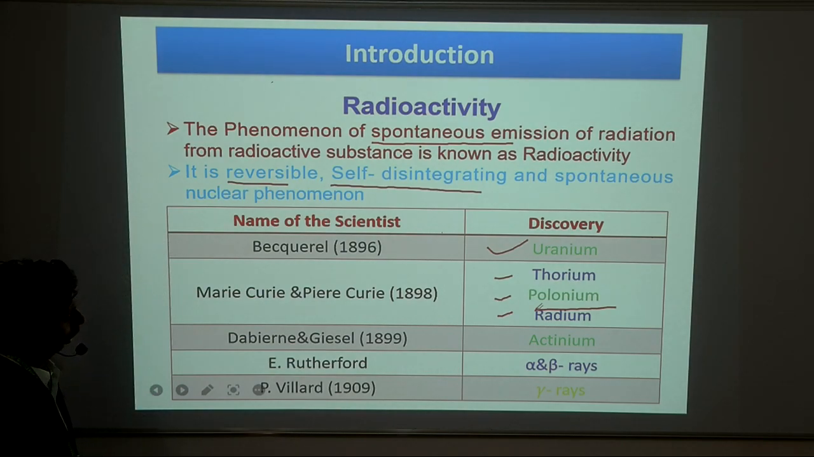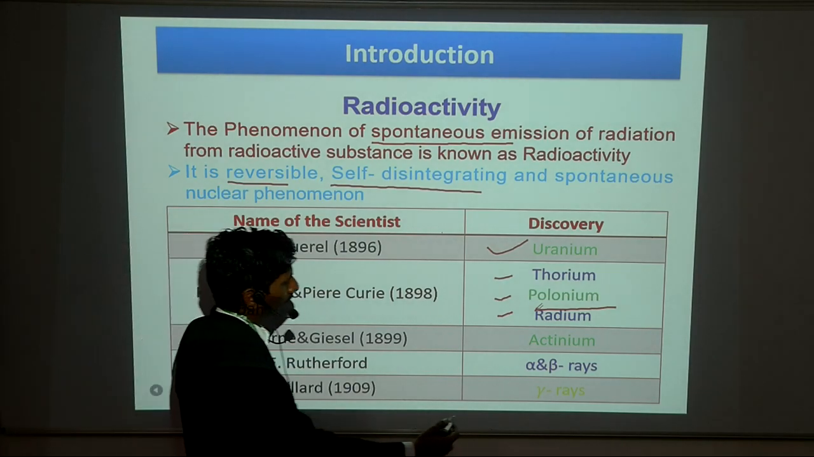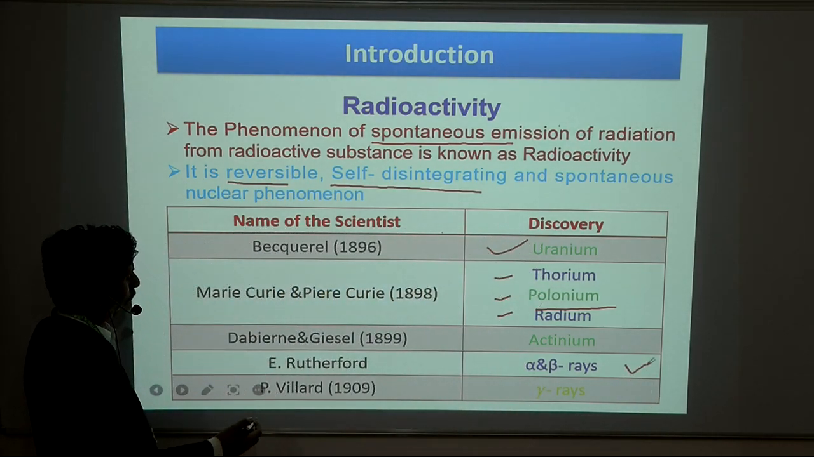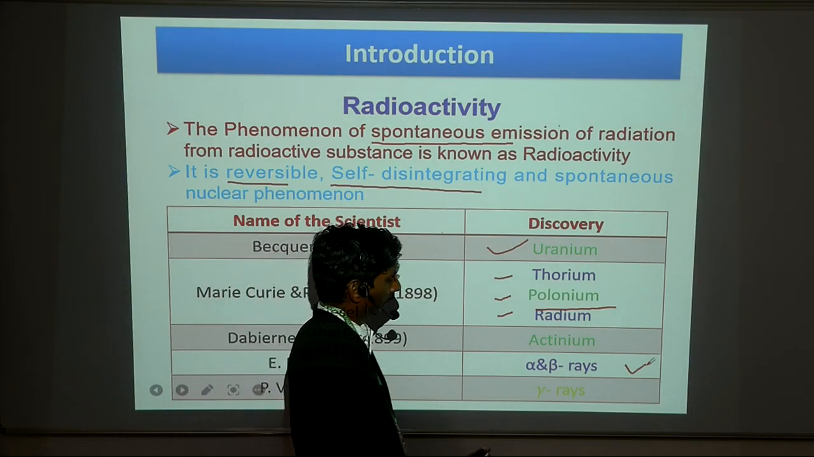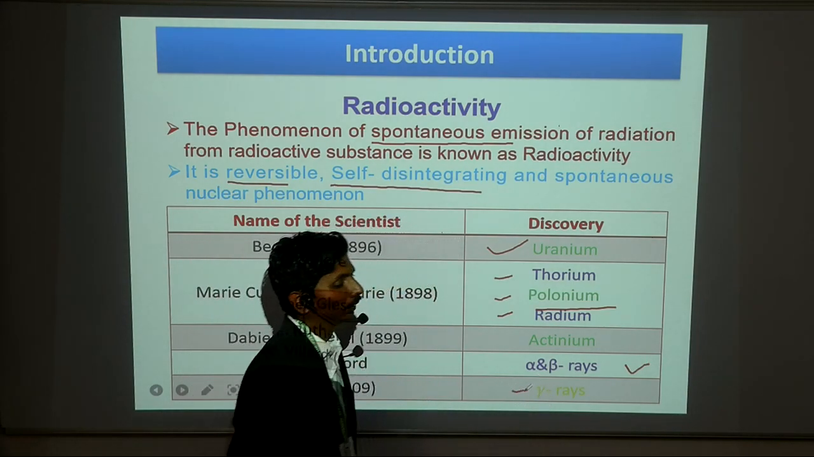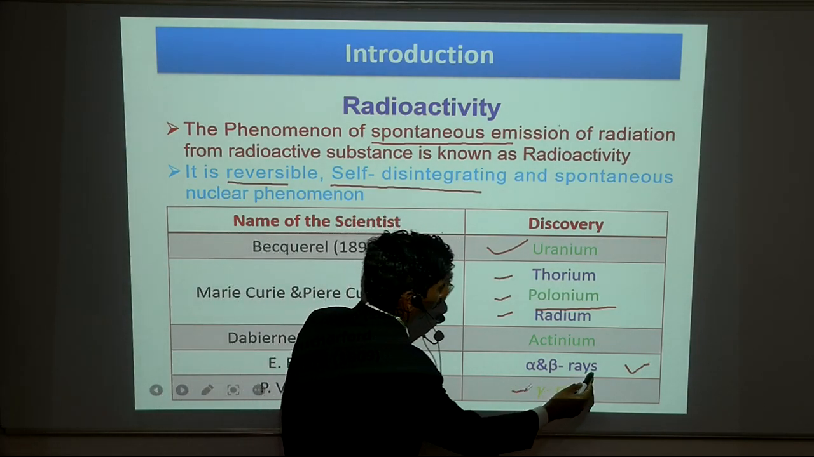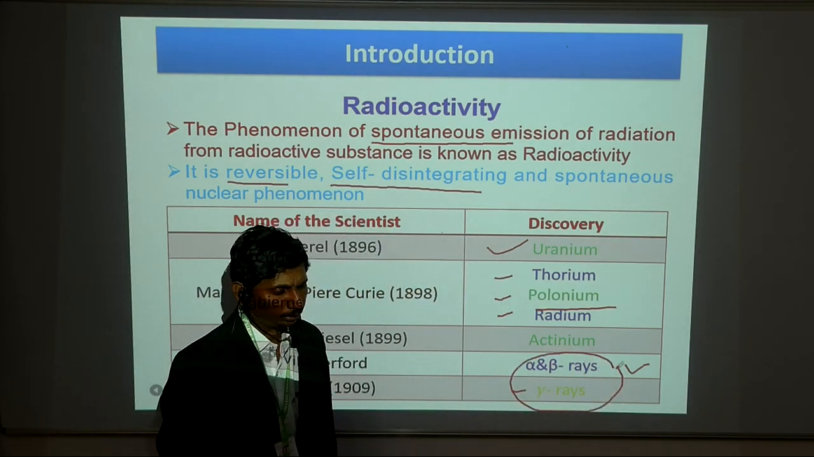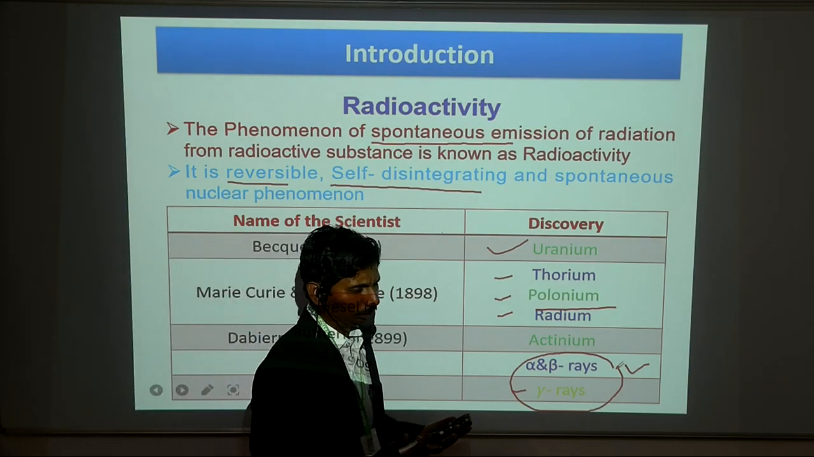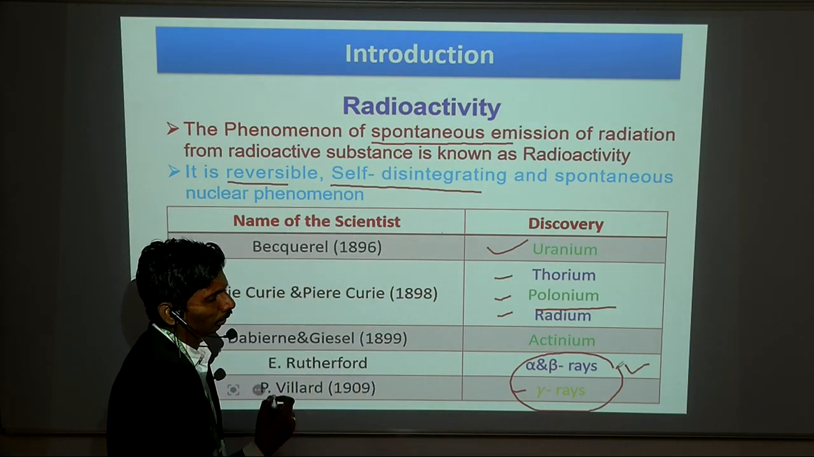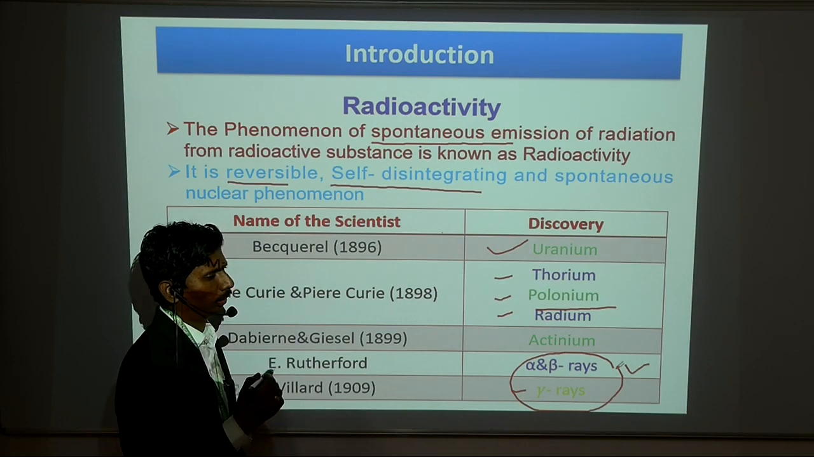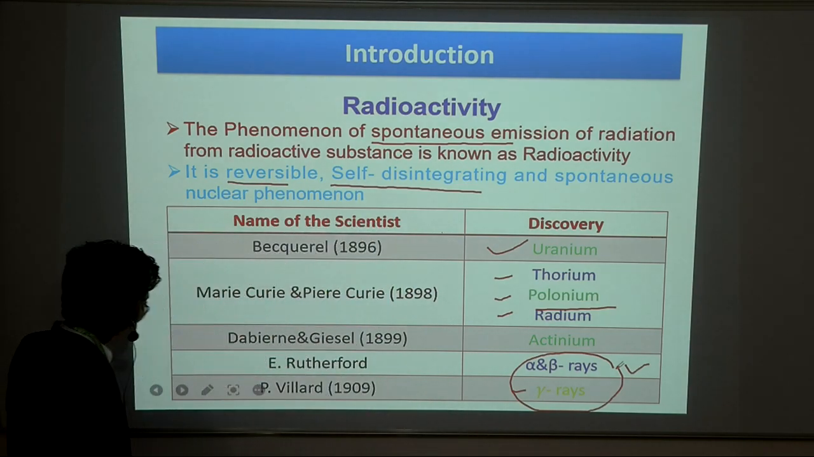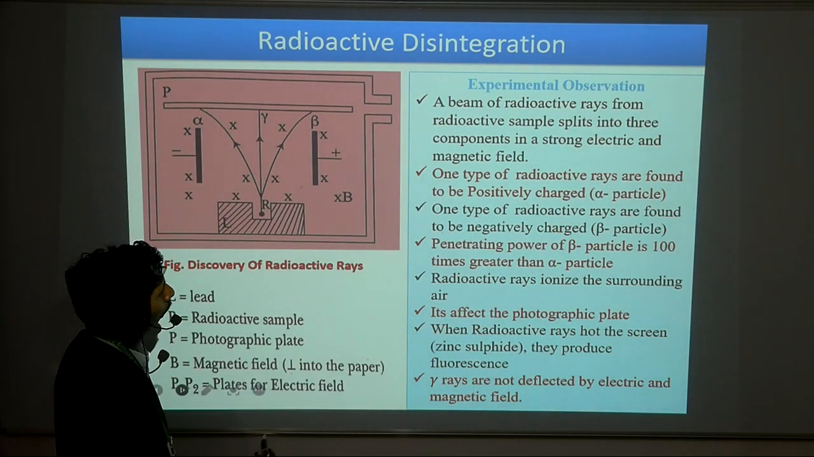Rutherford discovered the alpha and beta rays, and Villard in 1909 discovered the gamma rays. Generally, we consider that only alpha, beta, gamma emission means radioactivity. No, there are various phenomena, and we study natural radioactivity and artificial radioactivity on the basis of application.